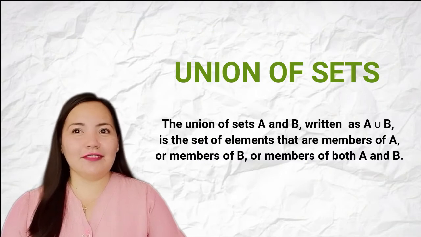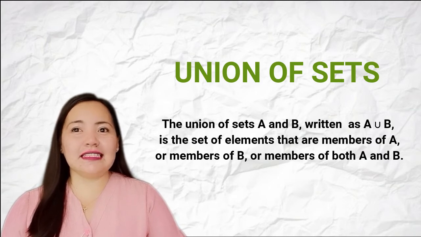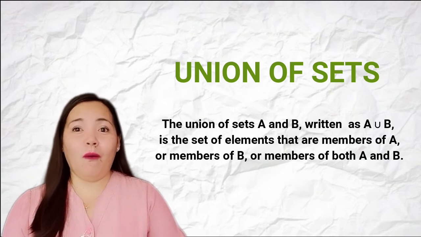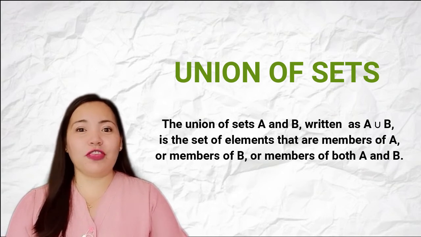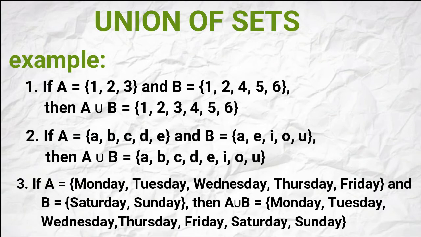The union of sets A and B, written as A union B, is the set of elements that are members of A or members of B, or members of both A and B. As you can see in the 3 examples, the union of the given sets is just the combination of the elements of the sets.